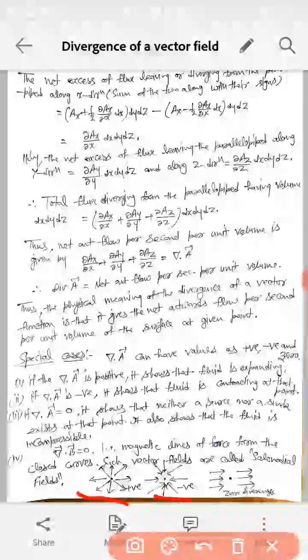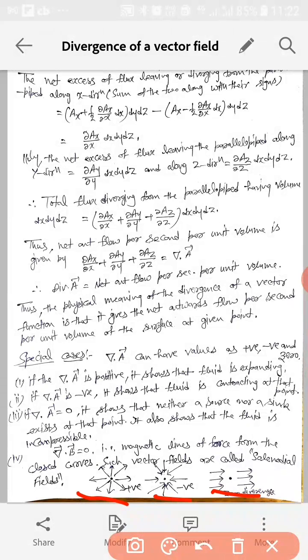Another example: if the divergence of a vector field is zero, that means around that point it has neither a source nor a sink. So the fluid is incompressible. Around this point, the number of field lines coming towards the point is equal to the number of field lines going out from it, so the net outflow is zero. The example of this is del dot B equals 0.